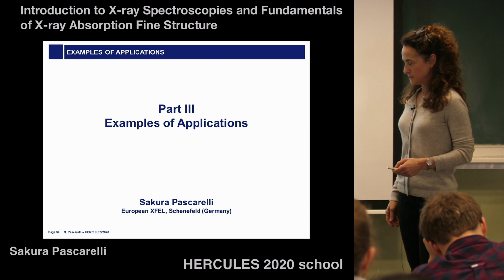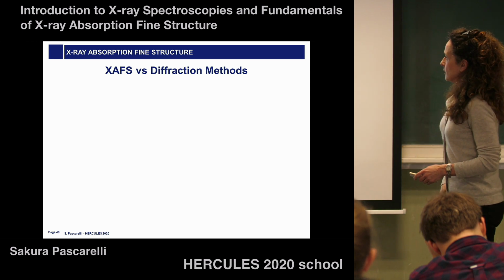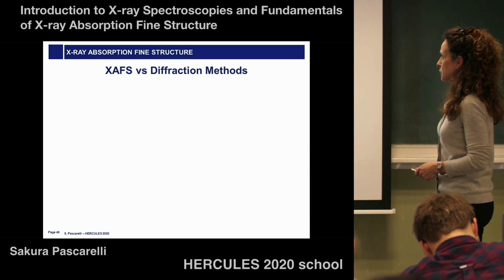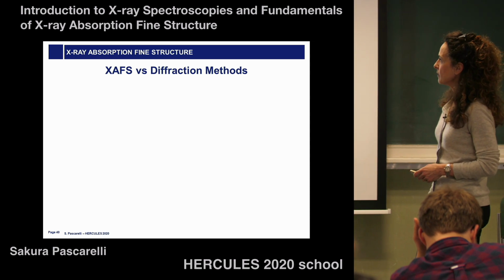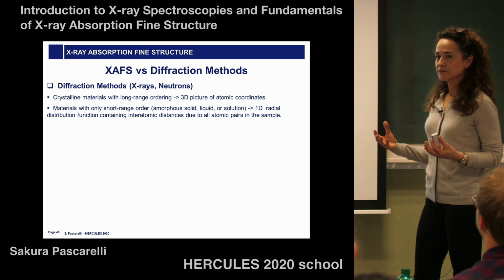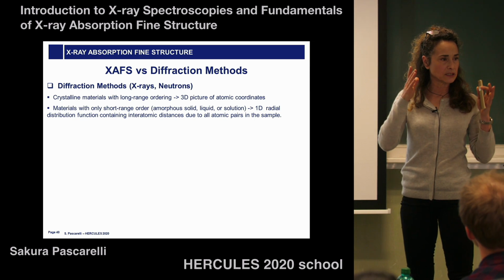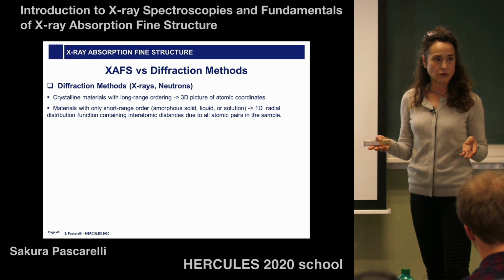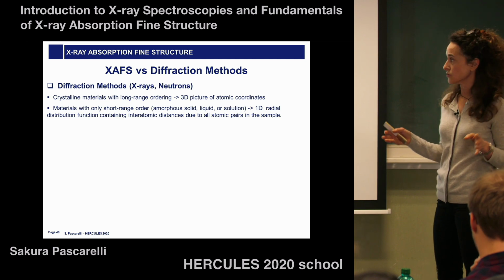Examples of applications. So, we still have a little bit to do. What are the applications that you want to do with X-ray absorption spectroscopy? Let's see what the advantages are with respect to diffraction methods. Typically, you use diffraction methods when you have an ordered system. You can use neutrons, you can use X-rays, but you need something which is long-range ordered. And there, these are extremely powerful, as you know. You can get the three-dimensional positions of all the atoms in your sample.